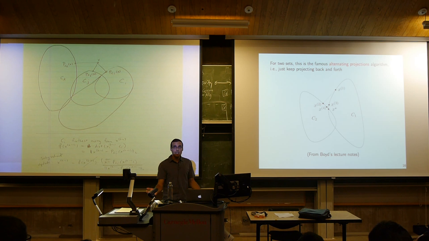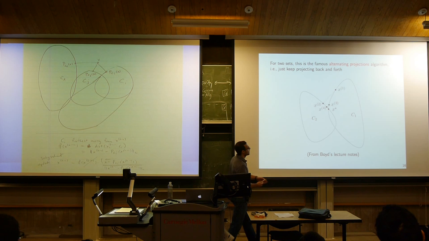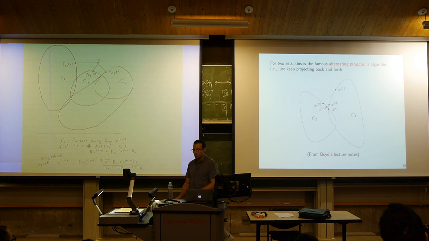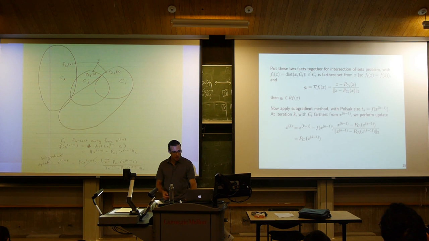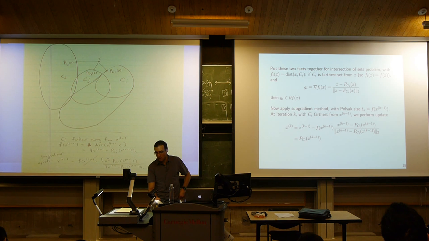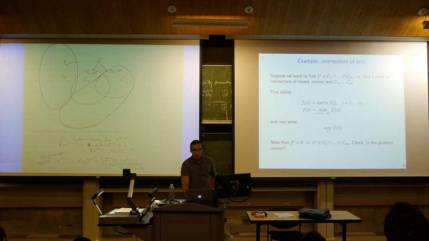I think that, certainly had you been given two sets, you may have just thought of this algorithm on first principles. And it has a nice history associated with it. People have studied this alternating projections algorithm through several different lenses before. But what's interesting is that we actually have derived this as a special case of the subgradient method, with this particular choice of step size, the Polyak step size, and this particular criterion, which means that we can say that this algorithm converges.